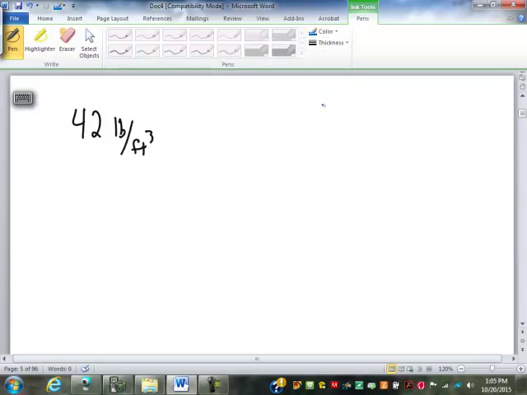Let's say you have a project that you figure is going to take 4.5 board feet. Do you know the conversion between cubic feet and board feet? No? Well, you do know that 1 board foot is how many cubic inches? 144 cubic inches. So let's take it to cubic inches and go from there.